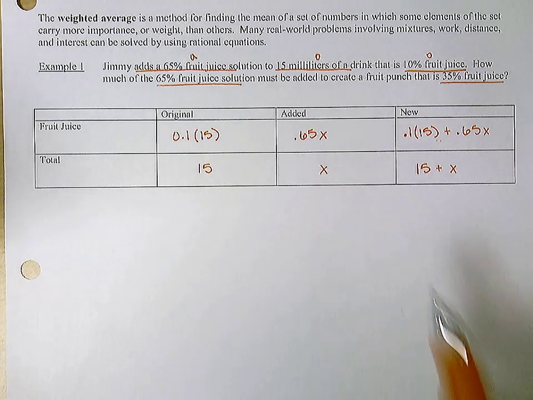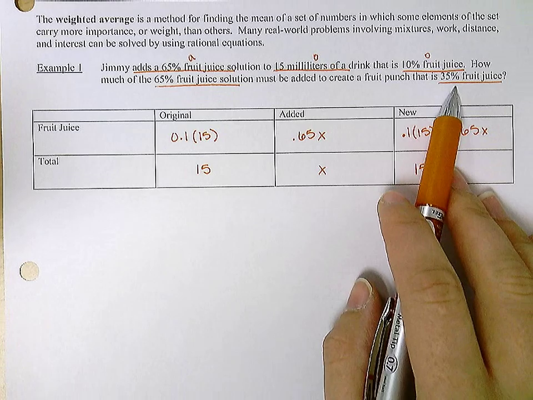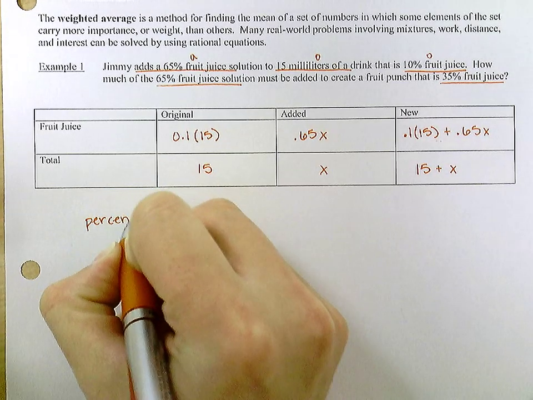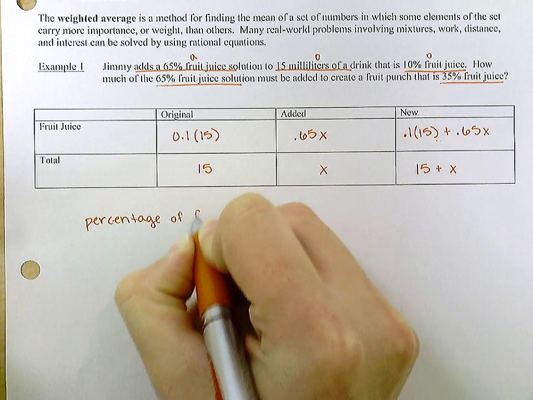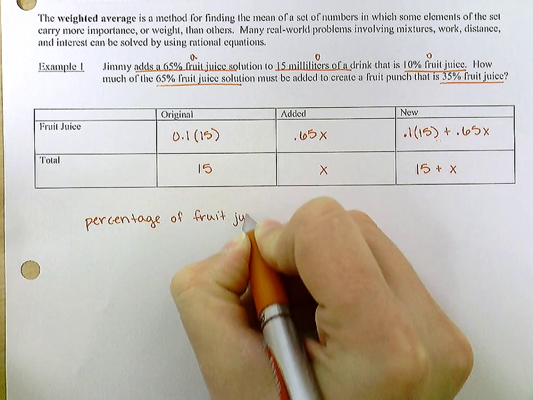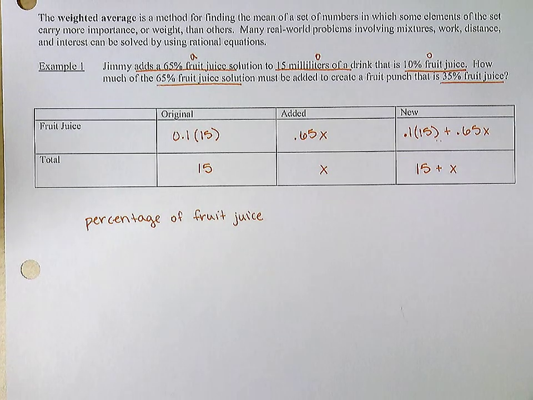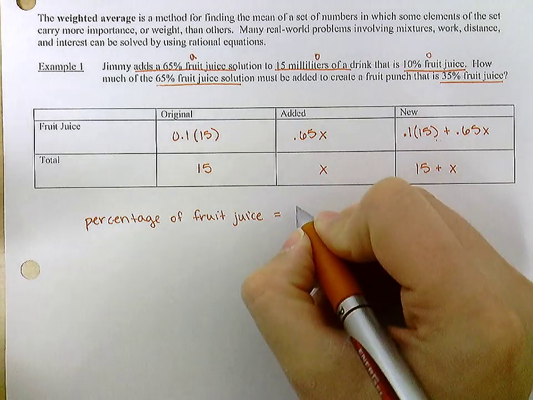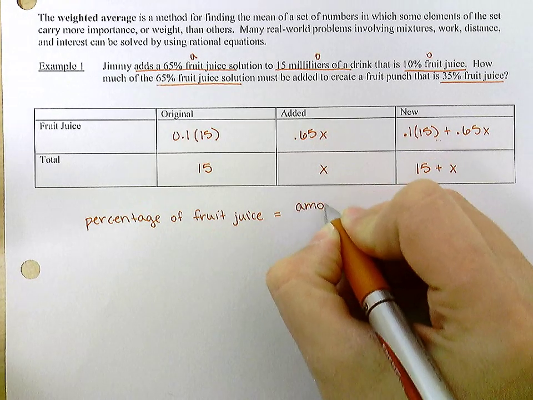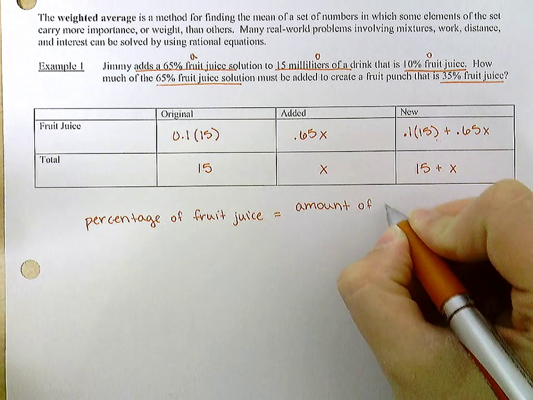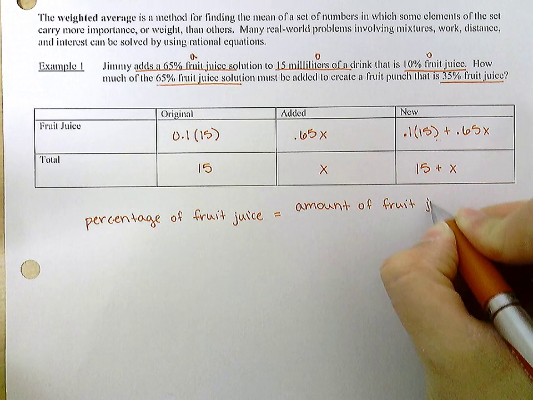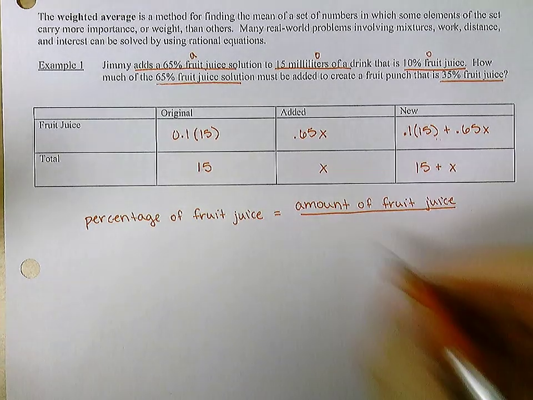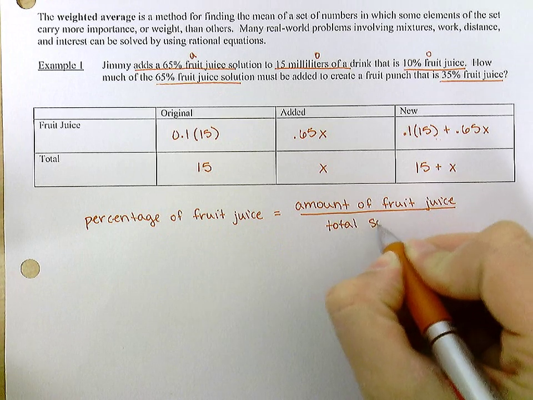So we're trying to create a 35% fruit juice solution. So our percentage of fruit juice is equal to our amount of fruit juice over the total solution.